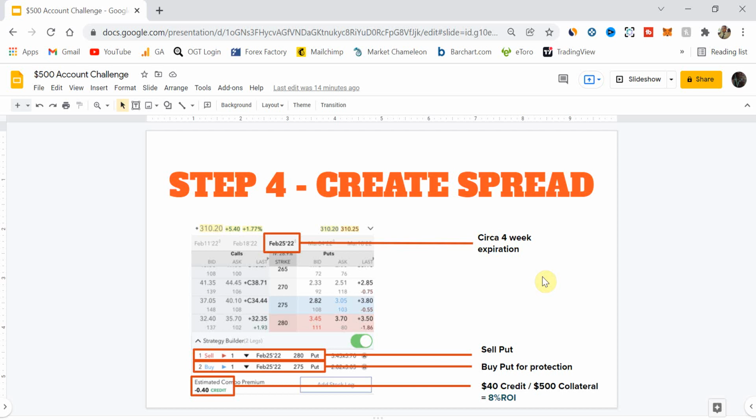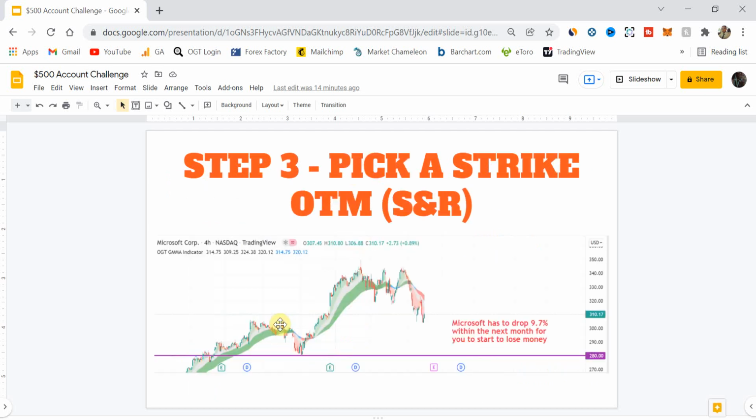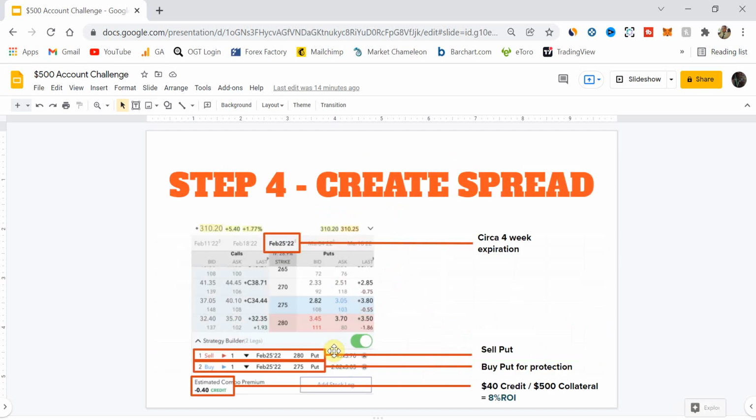And what we want to do is place two option positions inside the market. The first one is that we want to sell on the put side. If you're bullish on the stock, we want to sell the strike that we agreed on in the previous slide, which is 280. So you can see here, you select the 280.